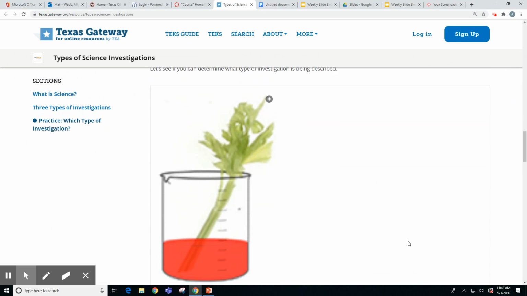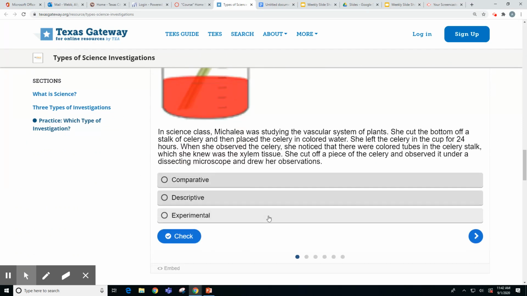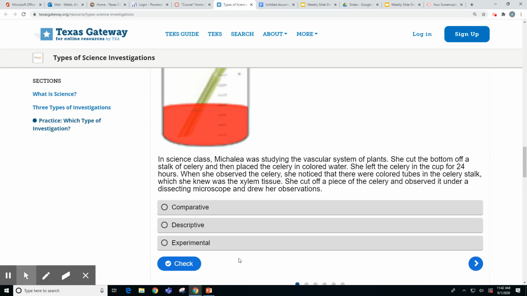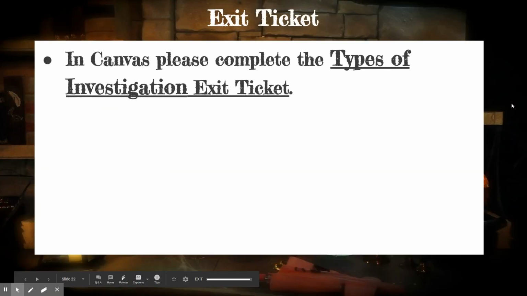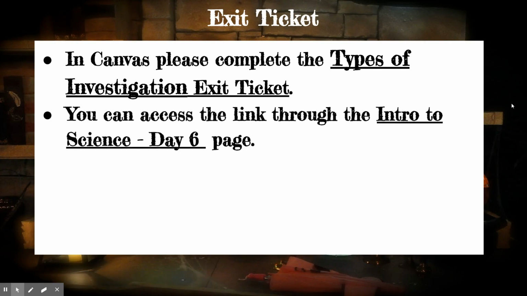Once you look at those, I want you to go down and really answer these questions on your guided practice. This link, again, is in day 6 under guided practice for extra practice. And choose one, and you can play with that and really challenge yourself. So once you're done with that, looking at that guided practice, I want you to go complete the types of investigation exit ticket. And that exit ticket, you're going to be telling me which type of investigation you would like to look at. And that's not a plant or anything. I want you to tell me, if you had the choice, would you do a descriptive investigation, a comparative investigation, or an experimental investigation?